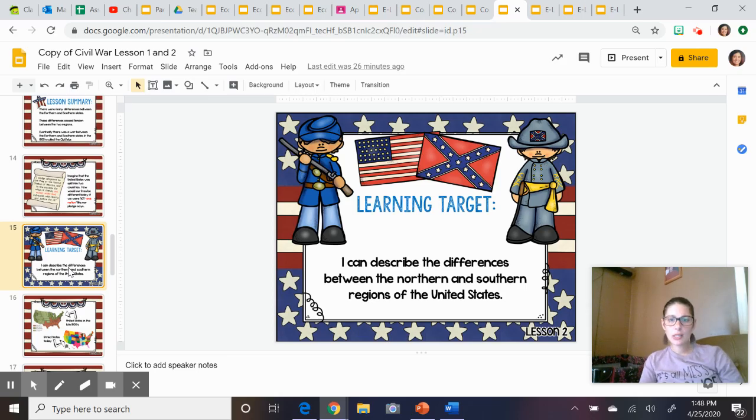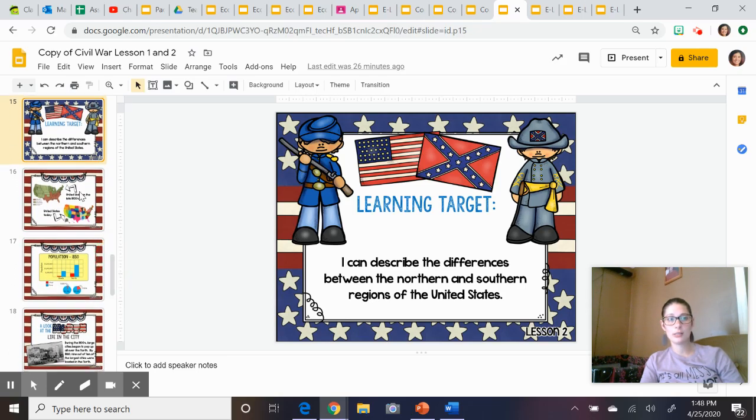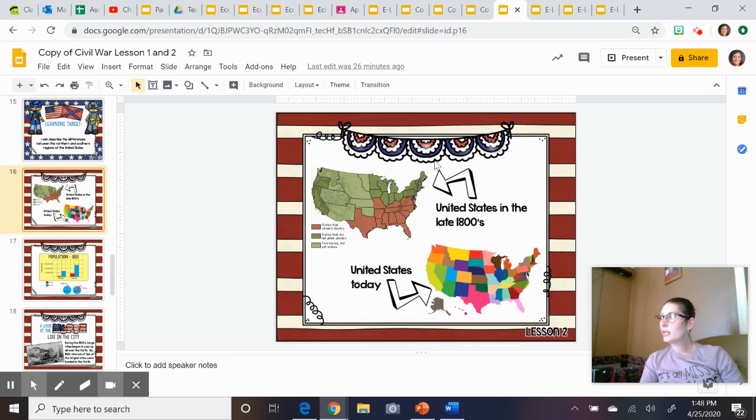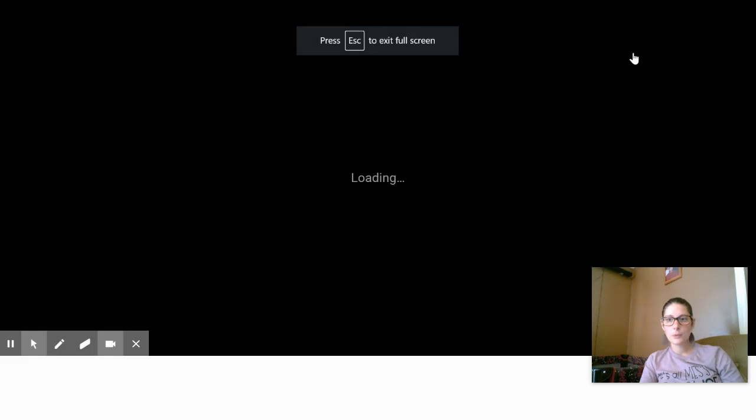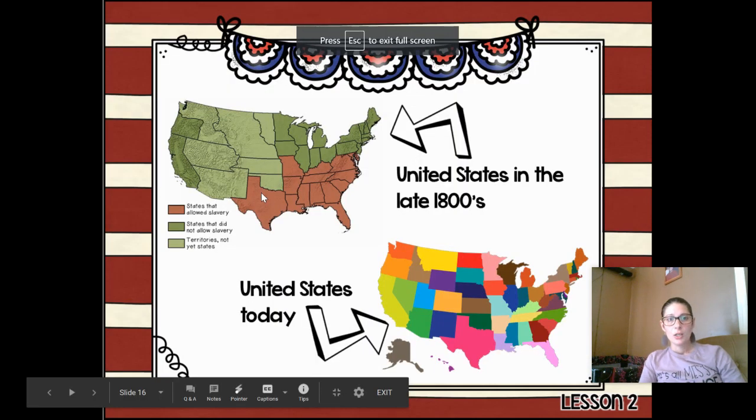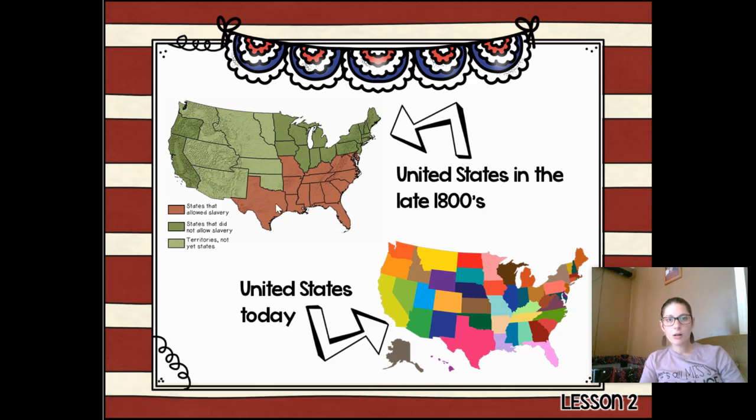So your learning target for lesson 2 is going to be able to continue to describe the differences between the northern and the southern regions. So here is the United States. So let me put this into present mode. So all of this orangish, brownish color right here are states that allow slavery, okay? So this is called the Mason-Dixon line right here. And it's because it separated the states between who was allowing slavery and who wasn't, okay?